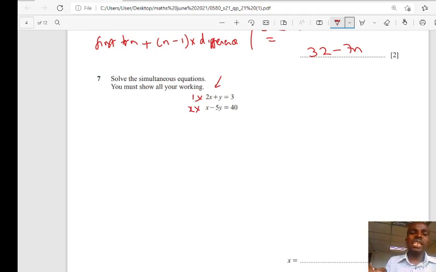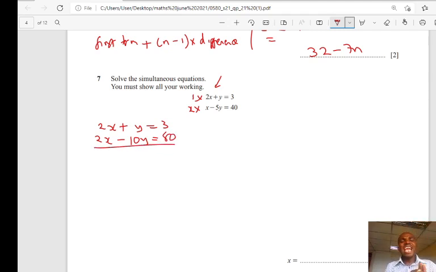So you multiply the second by 2, the first by 1. If you multiply, it will be 2x plus y is equals to 3. That's the first. Then the second, 2 times x is 2x, minus 2 times 5 is 10y, is equals to 2 times 40 is 80. So you multiply everything by 2.